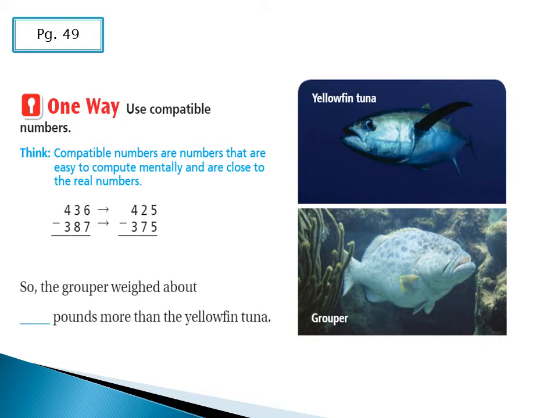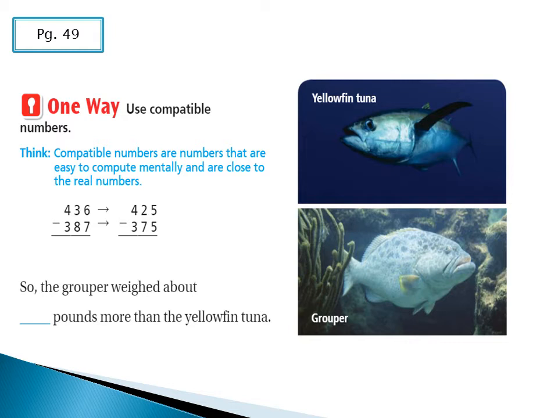You can solve this problem in different ways. One way, use compatible numbers. Remember, compatible numbers are numbers that are easy to compute mentally and are close to the real numbers. Okay, 436 minus 387. The two compatible numbers that I will use are 425 minus 375. I used 425 instead of 436, and I used 375 instead of 387.